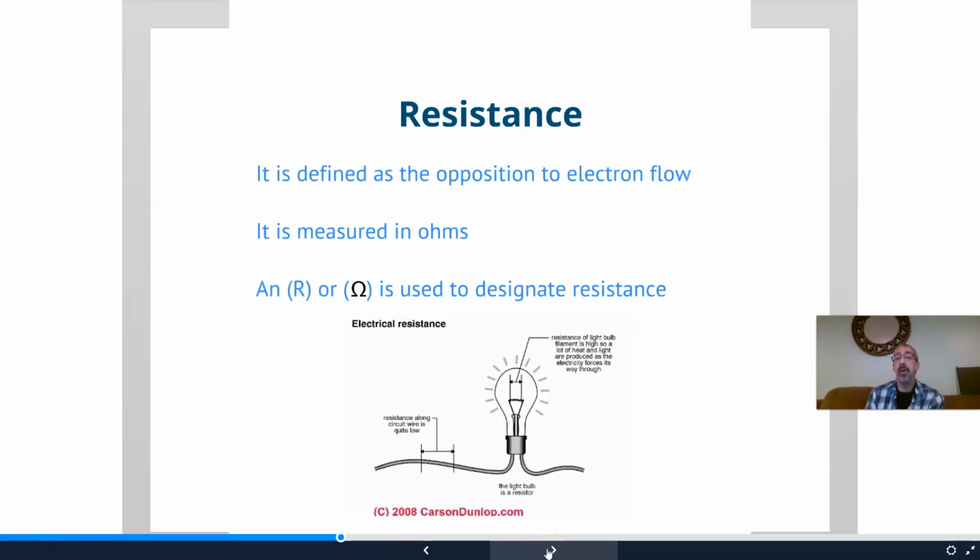So now we have the final piece to this, which is resistance. It's defined as the opposition to electron flow. It is measured in ohms. An R or an omega sign is used to designate resistance. The opposition for electron flow.